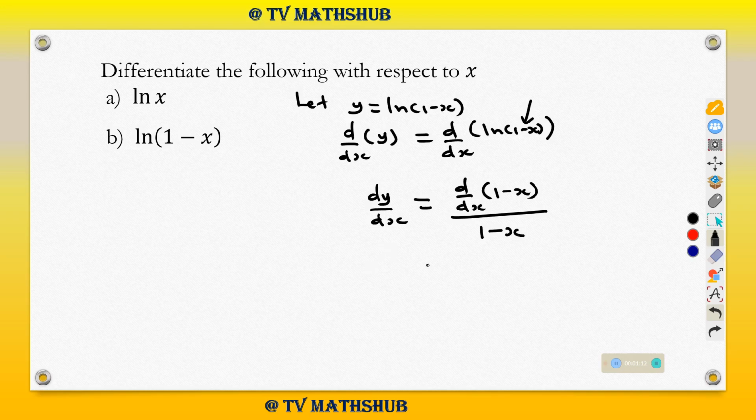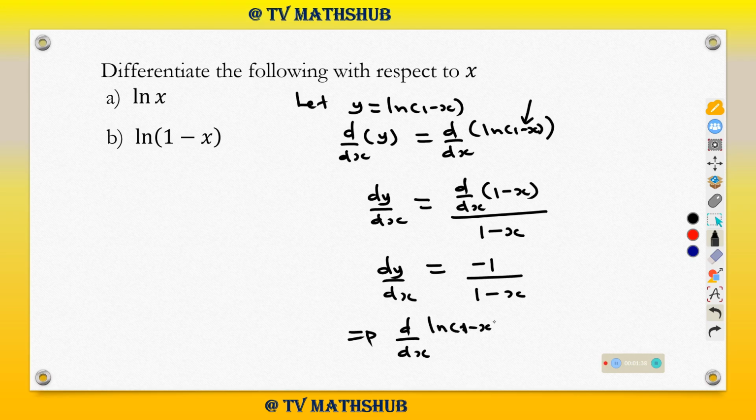So what shall we have? This will give us differentiate 1, you will get 0 with respect to x, differentiate negative x, and you will get negative 1. This will be divided by 1 minus x, and this will be dy dx. And this implies that when you differentiate ln of 1 minus x, you will get negative 1 upon 1 minus x.